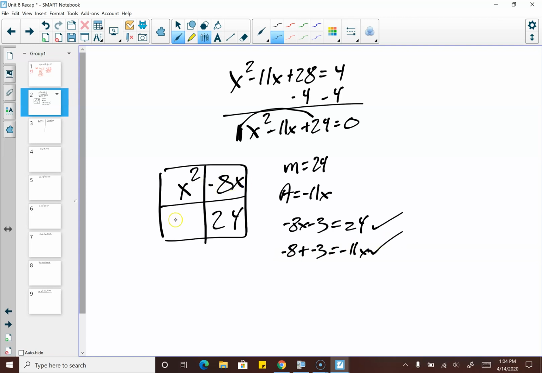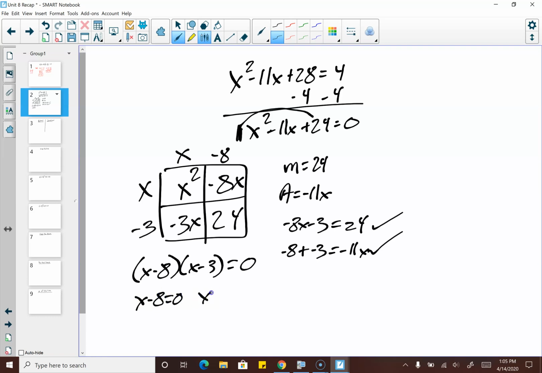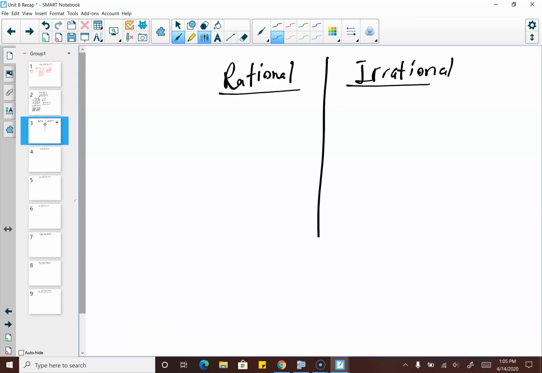So we have negative 8x and negative 3x. GCF the top row, you can take out an x. X times x is x squared. X times negative 8 is negative 8x. X times negative 3 is negative 3x. And then negative 3 times negative 8 is 24. So our two parentheses are x minus 8, x minus 3, and that's our factoring. But since it's equal to 0, now we have to set each parenthesis equal to 0 and solve. So we get x equals 3 when we add the 3 to both sides. We get x equals 8 when we add the 8 to both sides, and those are our two answers.